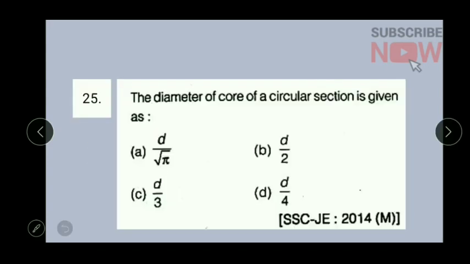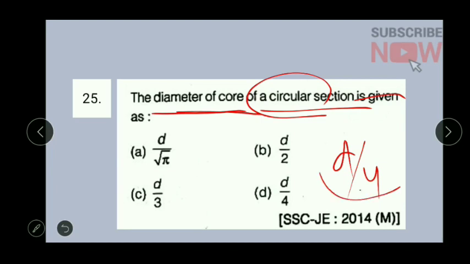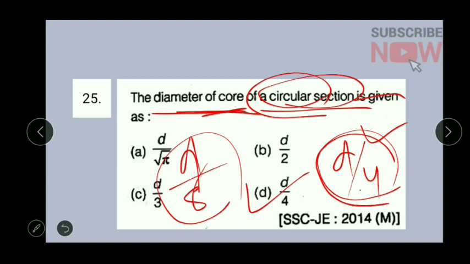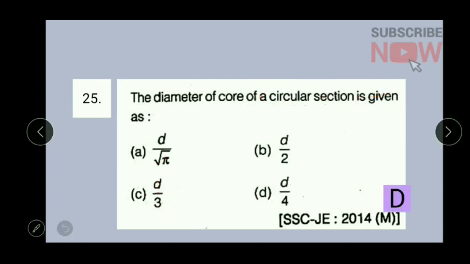Moving towards question number 25, the diameter of core of a circular section is given by D by 4. So D by 4 is the diameter of core of a circular section, so here you can say option D is the correct answer. If we find the radius, then I can calculate D by 8. So do remember these values. So we can check the options, that option D is the correct answer over here.